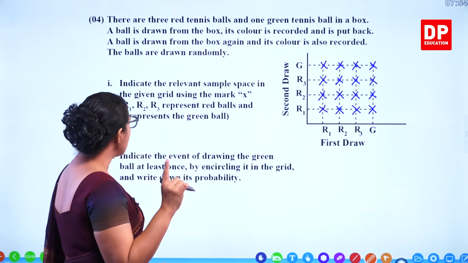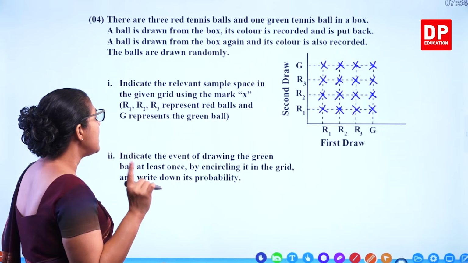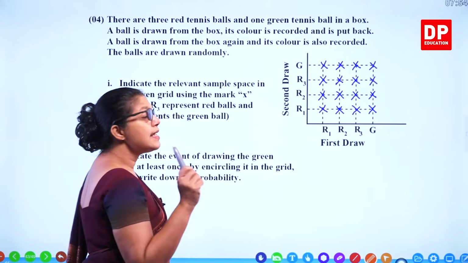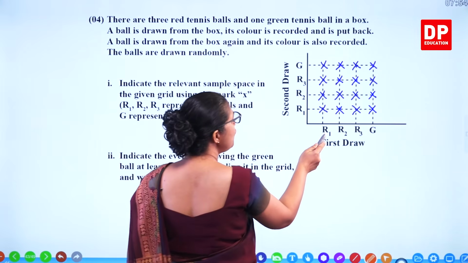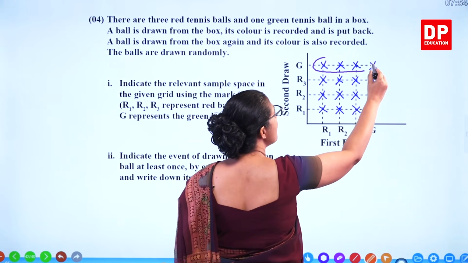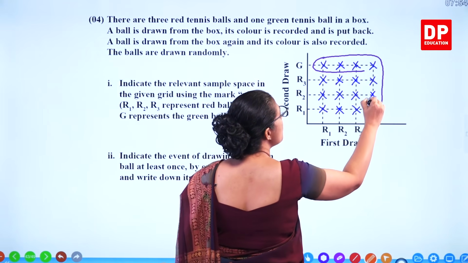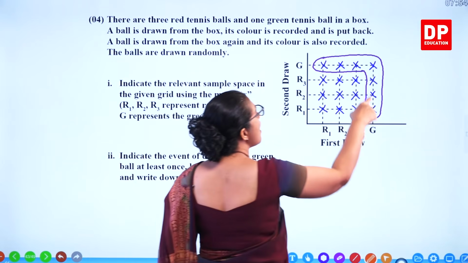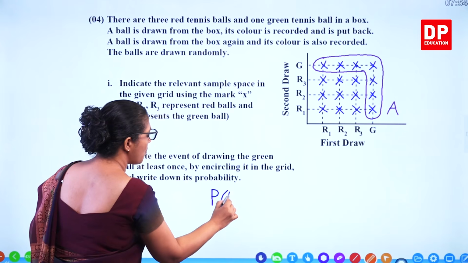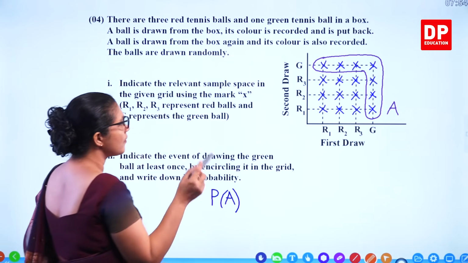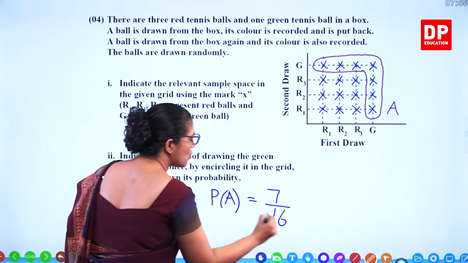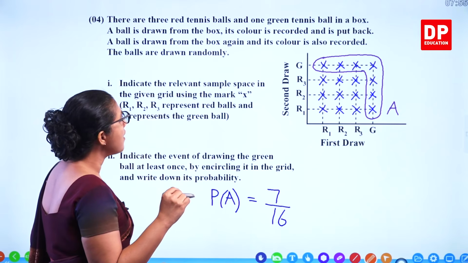And indicate the event of drawing the green ball at least once by encircling it in the grid and write down its probability. So what are the possibilities? Drawing green at least once. If you take the red one, green at least once. So this one, green at least once. Here this outcome, green twice, and all the other, this possibility, green once. So this is the required sample space. So here if you put A for this, and you are asked to find out the probability of getting A. What is A? At least one green. So you get 1, 2, 3, 4, 5, 6, 7 outcomes out of 4 times 4, 16. So 7 over 16 is the probability of getting at least one green one.